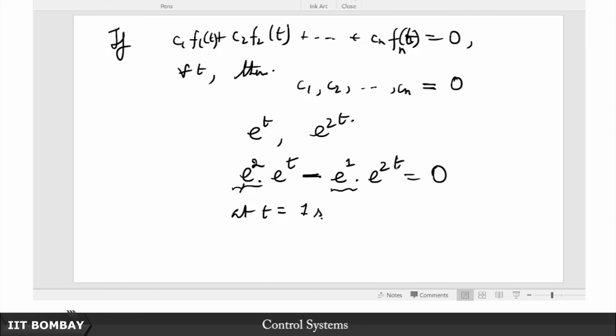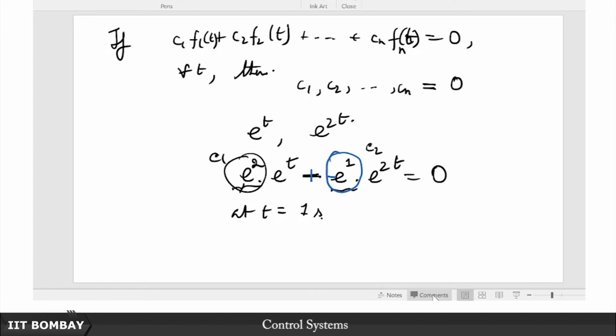If you plug in t equal to 1, then this is e to the 2 times e to the 1, which is e to the 3, and this is also e raised to the power 3, so they cancel to 0, where of course this is my C1 and this is my C2. You might be jumping up and down saying, look, I have found a pair C1 and C2: minus e to the power 1 is C2 and plus e to the power 2 is C1, non-zero real values such that at a particular time instant their linear combination vanishes, so therefore it is linearly dependent.